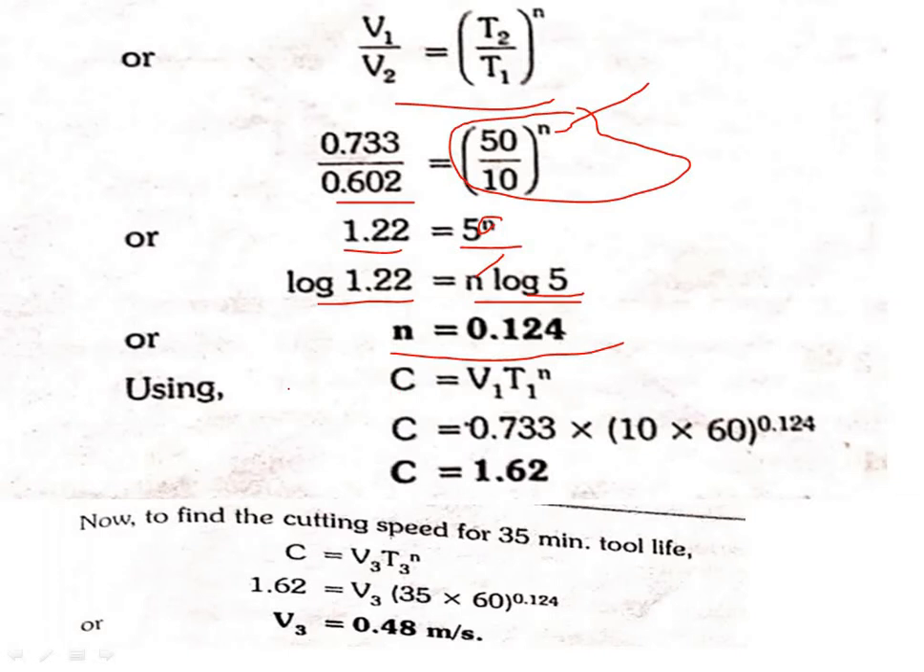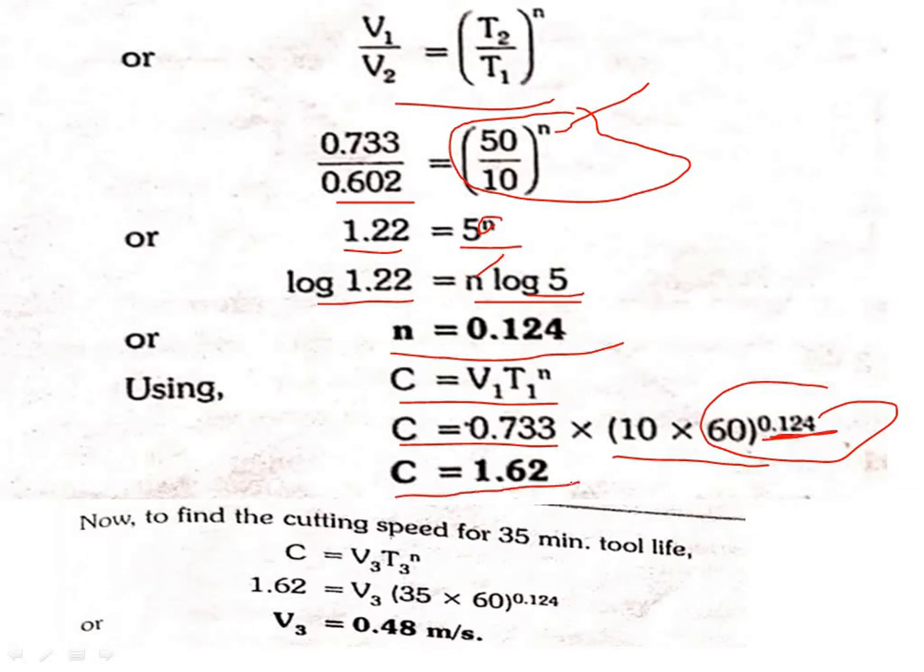Using the formula C is equal to V1 T1 raised to n, you will get C is equal to 0.733 into 10 into 60 raised to 0.124. Therefore C is equal to 1.62.